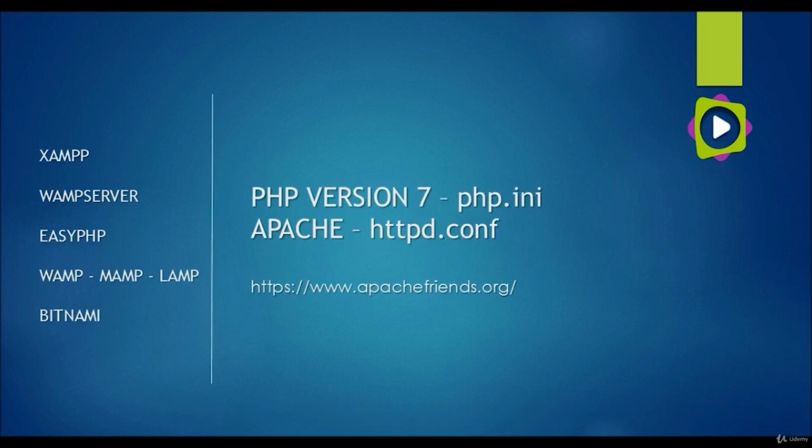There are several options for a local server on the internet to download. We have XAMPP, we have WAMP server, we have EasyPHP, we have WAMP, MAMP for Mac, LAMP for Linux, and we have Bitnami, among others. You can have more than one installed in your computer, there's no problem. For this course, we are going to use the local server XAMPP. This is the one I usually use when developing with PHP.